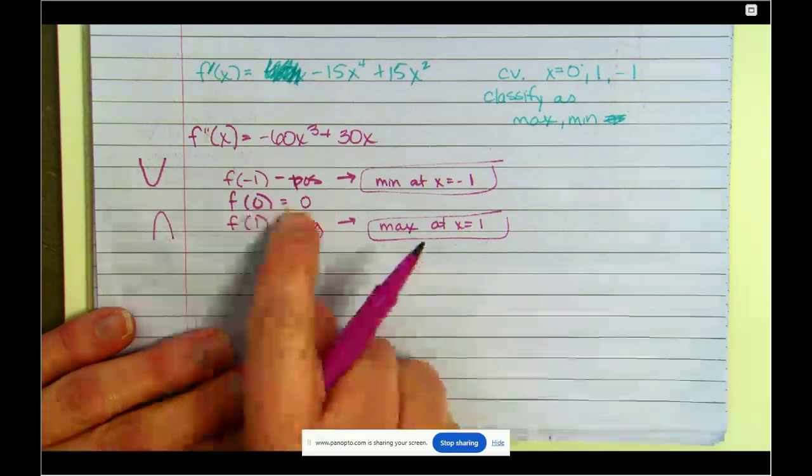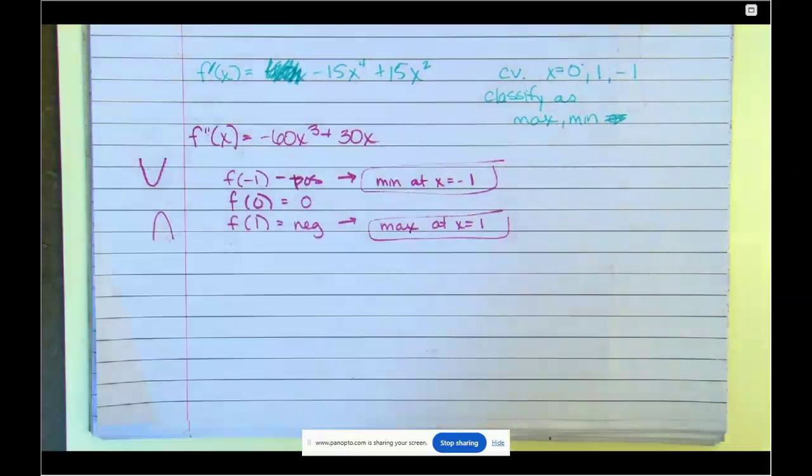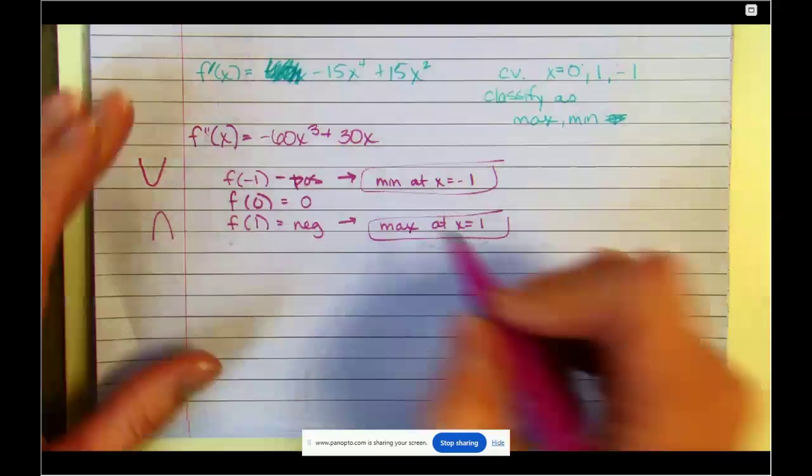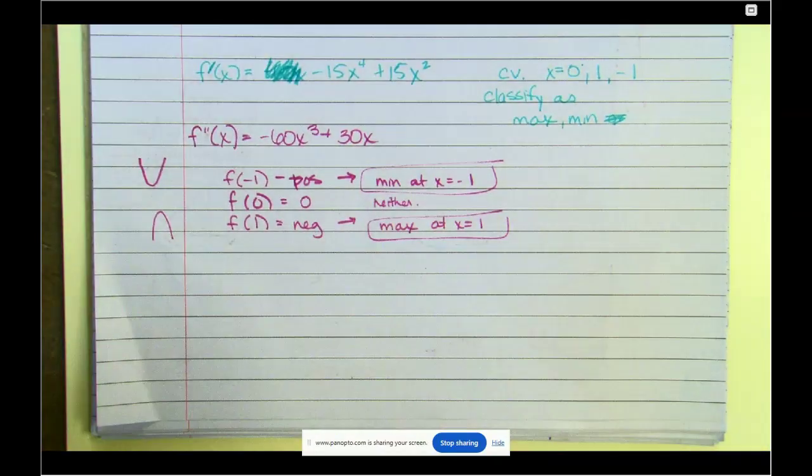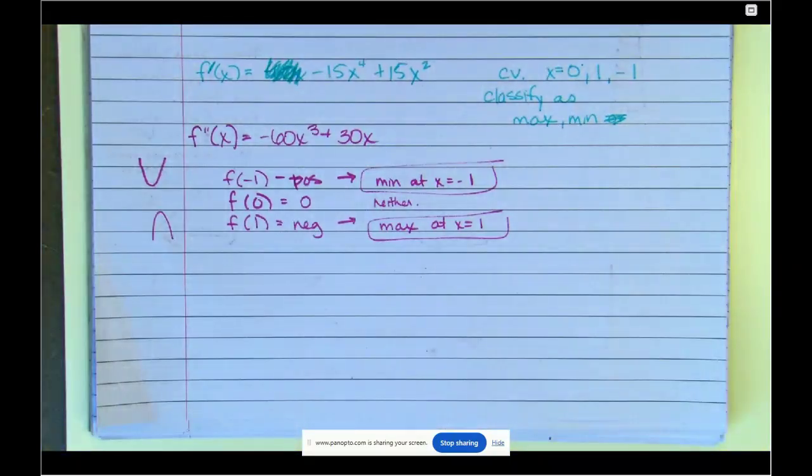Now, notice that the second derivative test only tells you information if it's positive or negative. That means this one is not a maximum or a minimum. It's a critical value that's not a maximum or minimum. That's okay. We have those. So this is neither. Because it has to be positive or negative, and 0 is neutral, so it's neither.